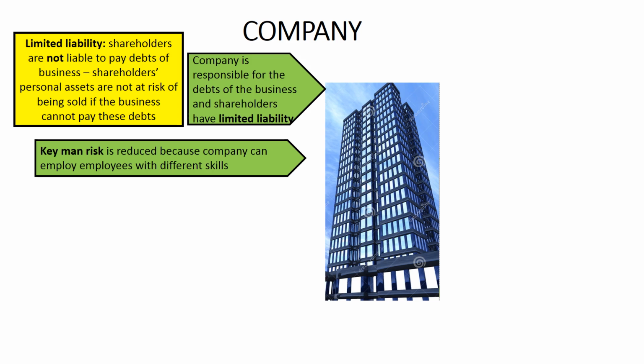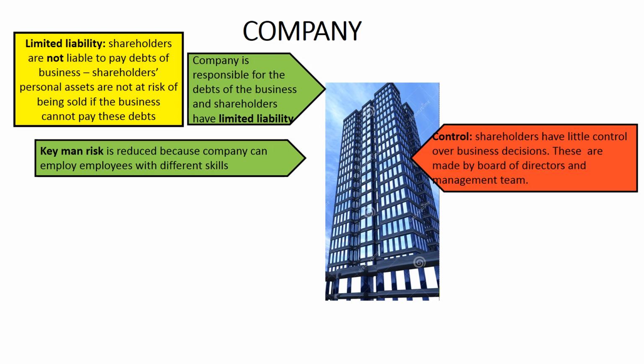On the other hand, in a company, decisions about the business are generally made by the board of directors and the management team. The shareholders have little control over these decisions because while they own the company, the company owns the business, and the shareholders are typically not involved in running the business. Instead, the business is run by the board of directors and the management team.